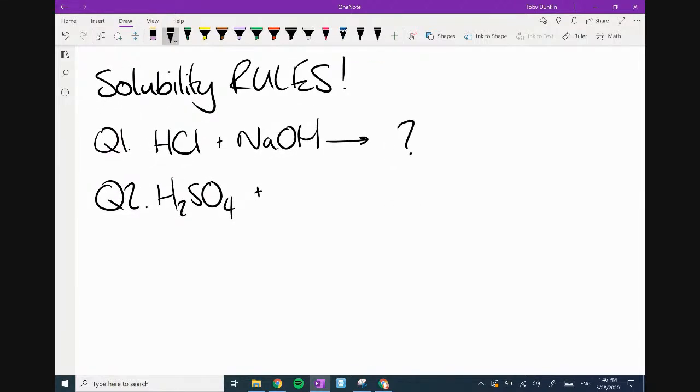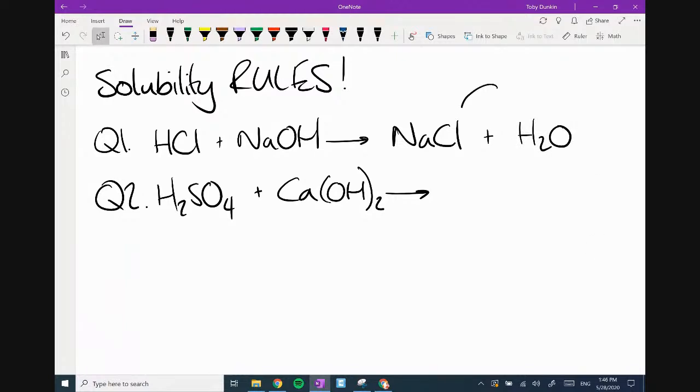Let's go for sulfuric acid plus calcium hydroxide. What am I going to get now? Well done to those people on the chat. Well done. NaCl and water. I like it. And I'm going to flag up this as salt. What am I going to get?